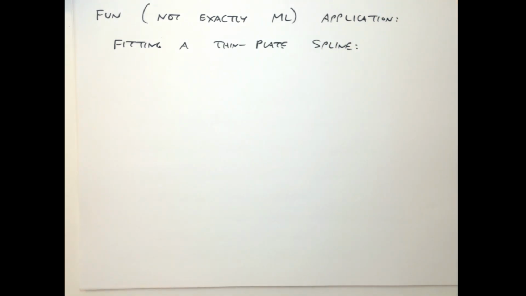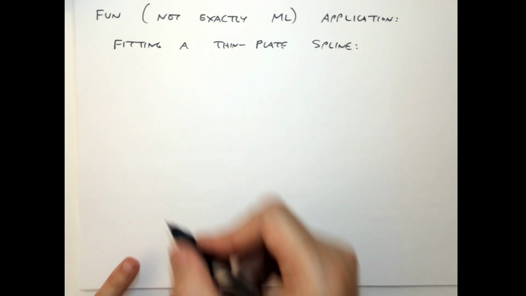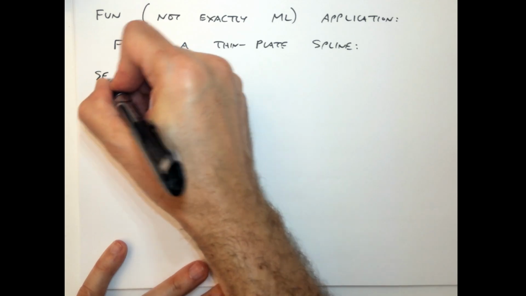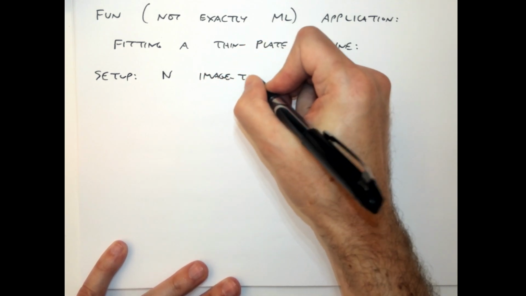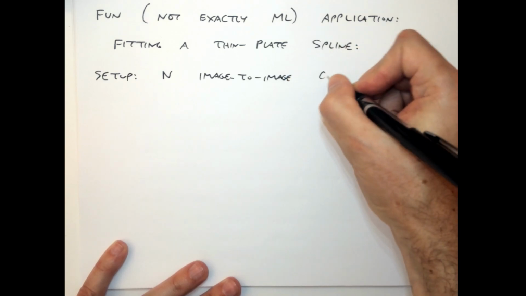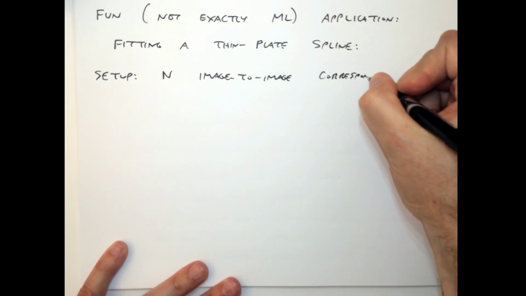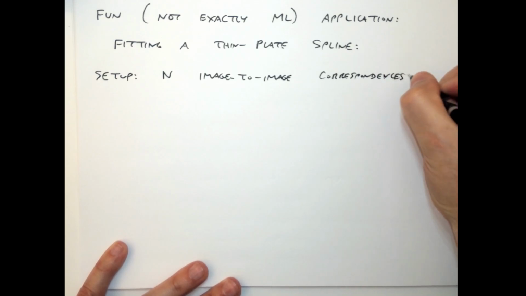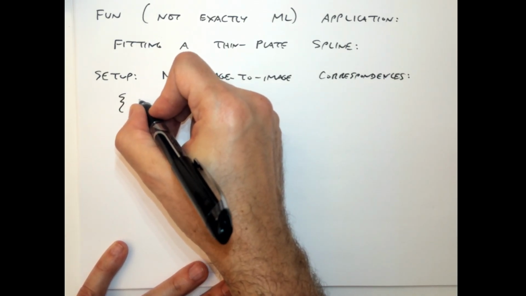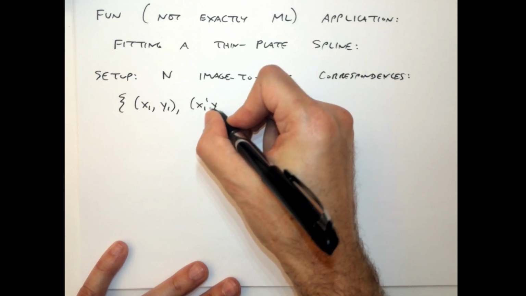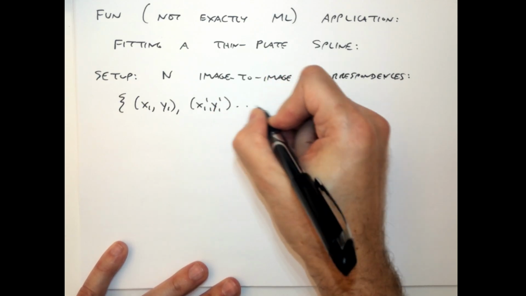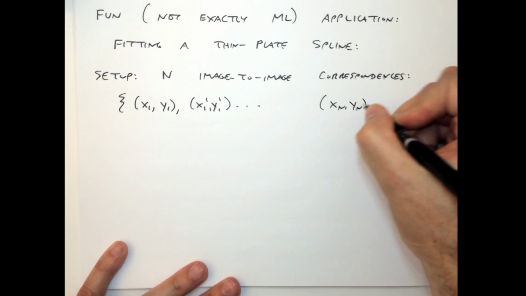Let me just say that the setup basically, again, this is something that I assign in my computer vision for visual effects class, right? But I'm basically using linear regression with a certain kind of basis function to do it, right? So the setup is that I have n image to image correspondences, right? I basically click a point in image 1, and I have a corresponding point in image 2, and I do that n times.